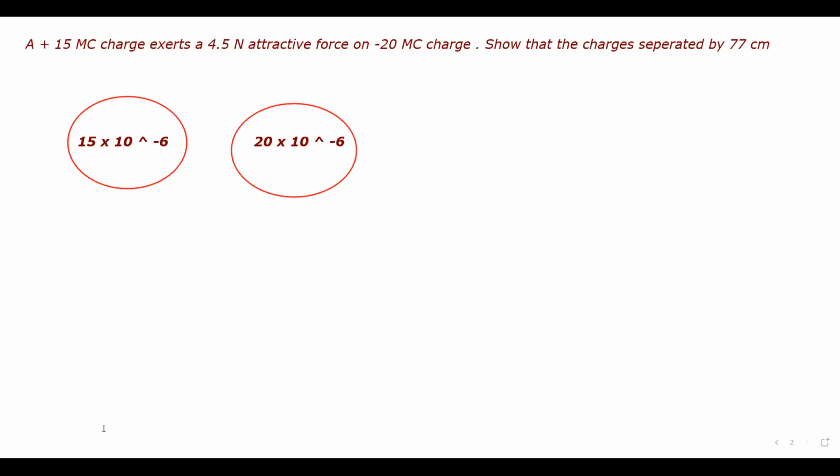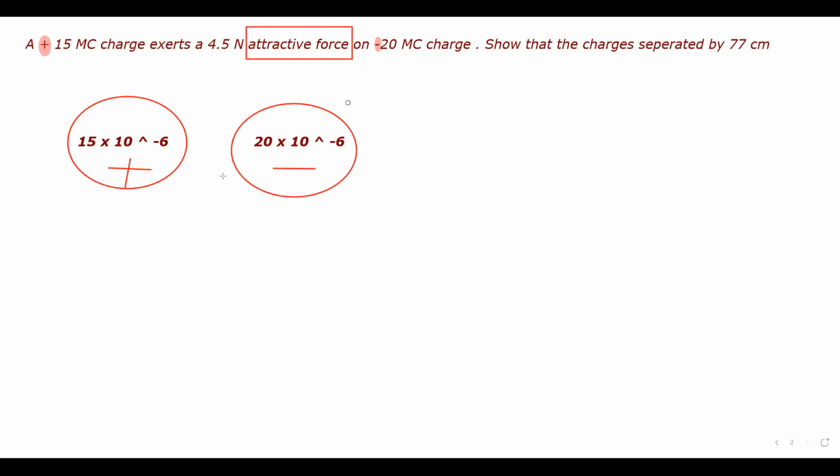Now, as you see here, we have a positive 15 and negative 20. These signs will not be written in solving the formula. They only tell me whether the force is attractive or repulsive. So don't substitute with the positive and negative signs. The first one is a positive charge, and the second one is a negative charge. Don't evaluate the positive and negative charge in the formula. It only tells me that the type of force between them is an attractive force. Why is it attractive? Because we have a positive and a negative charge.